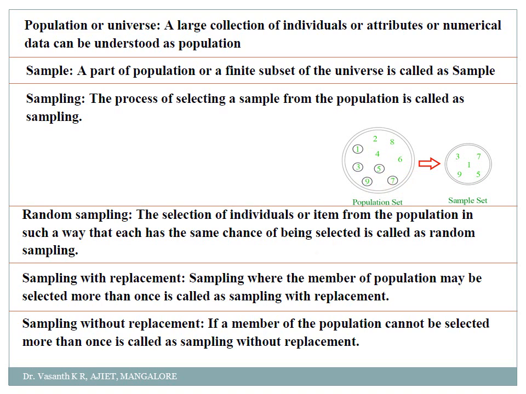What is sampling with replacement? This is where a member of the population may be selected more than once. With replacement means we are selecting them and again replacing them, correct? For example, you might have seen a corona positive patient who was discharged being found to have corona again. He had corona, was cured, but again got corona. That is with replacement. Without replacement means that if a member of the population cannot be selected more than once, it is called sampling without replacement. If it is not selected again for the test, then it is known as sampling without replacement.